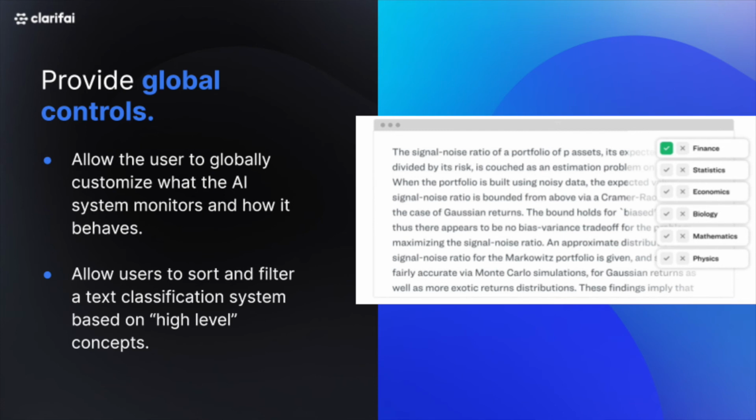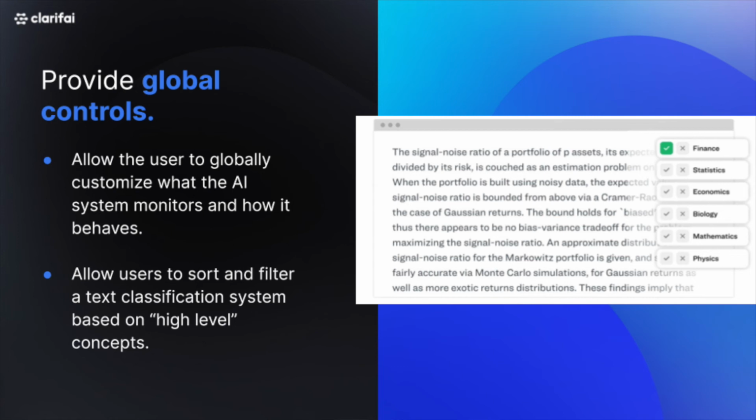It's also important and useful to provide global controls when it comes to designing these systems. And so what do we mean by that? Well, I think a better way to think about it than global controls is a hierarchy of information.